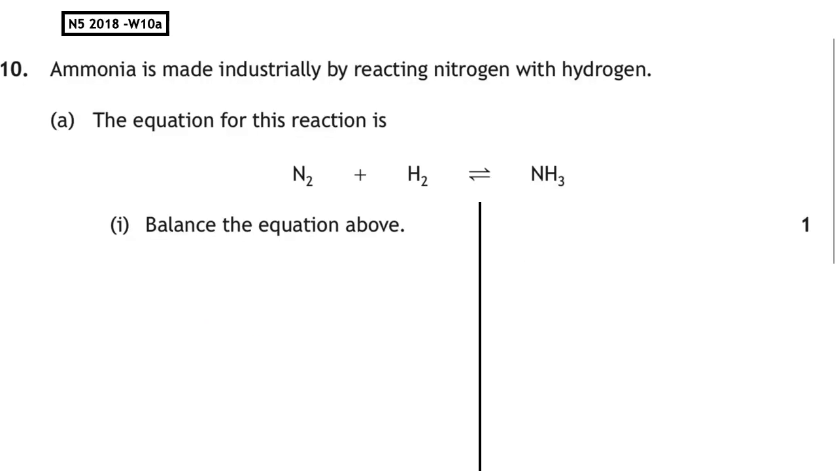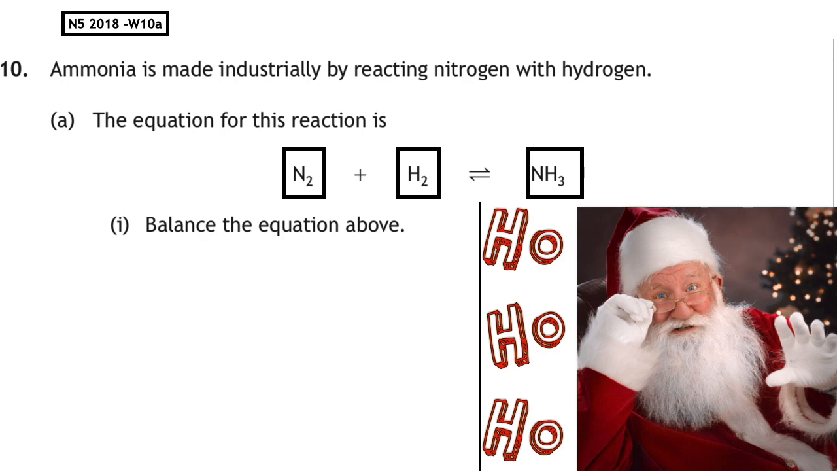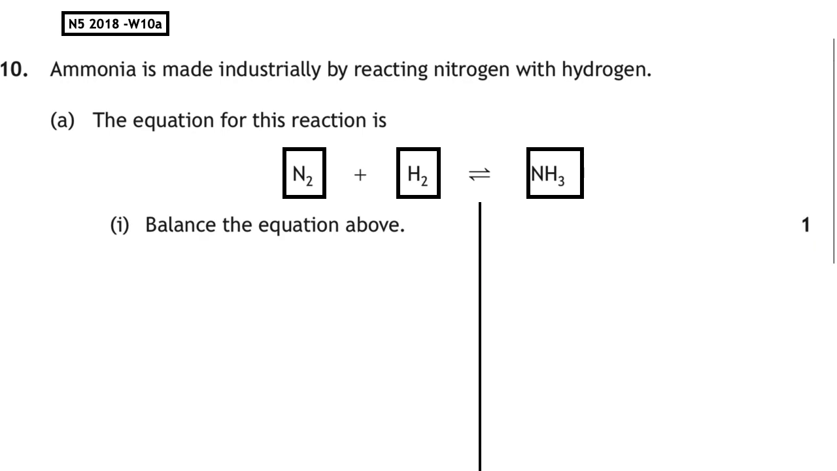This question's from the National 5 2018, written 10A. Ammonia is made industrially by reacting nitrogen with hydrogen. The equation for the reaction is shown below. Balance the equation above. First step is to put boxes around the entities. We then have to write our shopping lists. Remember, ho ho ho. All other elements, then hydrogen and oxygen last.